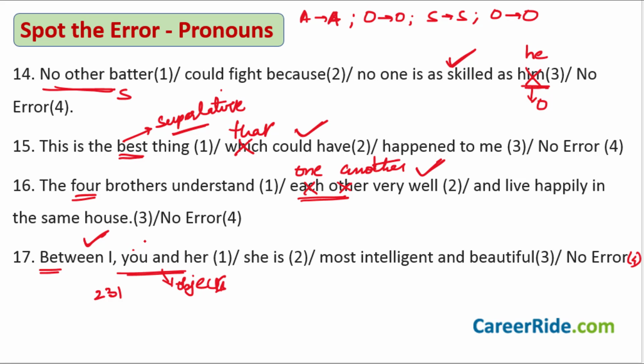So you is an object, this is fine. Her is an object, this is fine. But I, this is subject. So it should be me. And now what should be the sequence? 231, it means you, her and me, right? Between you, her and me, she is most intelligent and beautiful is what we should say. So it is part number 1 that has got a mistake in it.